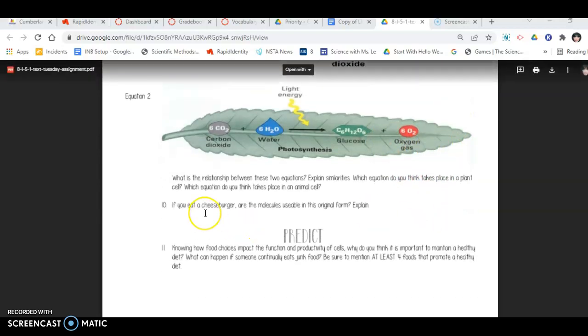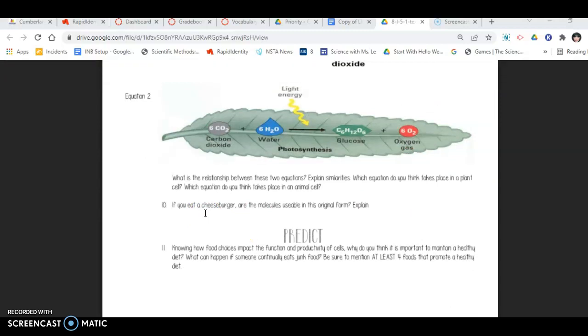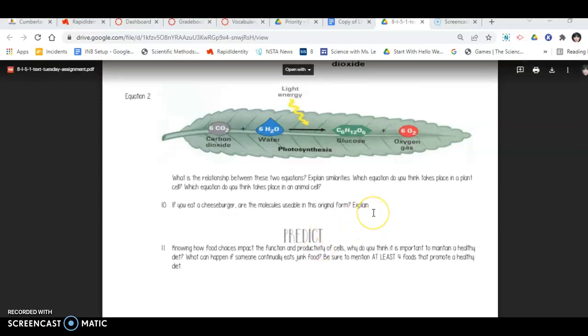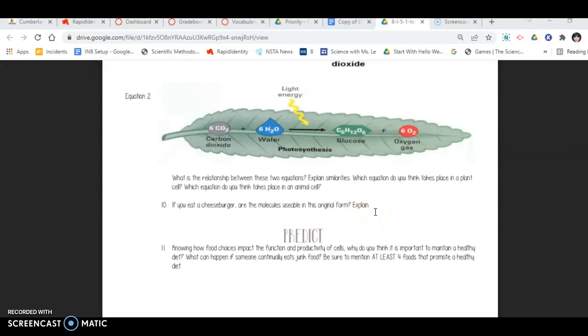So, let me look at number 10. If you eat a cheeseburger, are the molecules usable in this original form? Please explain your answer. And I do expect you to write in complete sentences. And this one, I don't want you to be stumped by this at all. Think about a cheeseburger. What is it made of? Yes, we know we've got meat, we've got veggies, and we've got our bun, and our bun is carbs, and they're made up of lots of sugar. But can we use it in its original state? Or do those sugars have to be broken down? Do they get stored somewhere? Or are they available for immediate use?